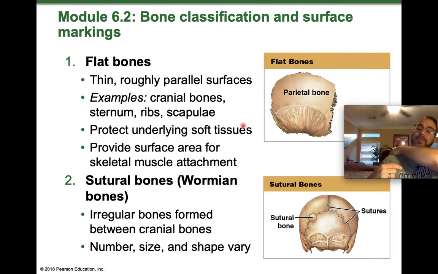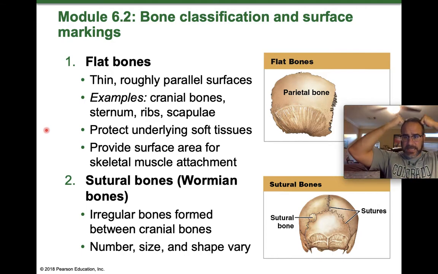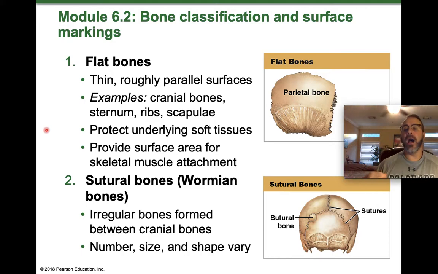And then your scapula back here, those would be flat bones. They are going to function to protect underlying soft tissues, because obviously the brain is soft tissue. We have our lungs, and our chest is soft tissue, but it also acts as an attachment site for muscles, and we'll talk about that a little bit later.